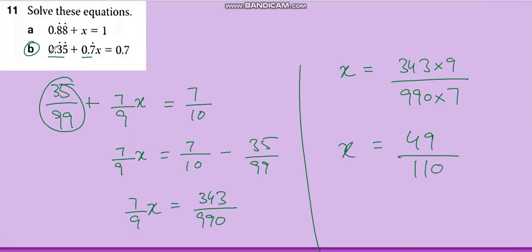So I would recommend you to please try to convert these recurring decimals into fractions and then solve it.